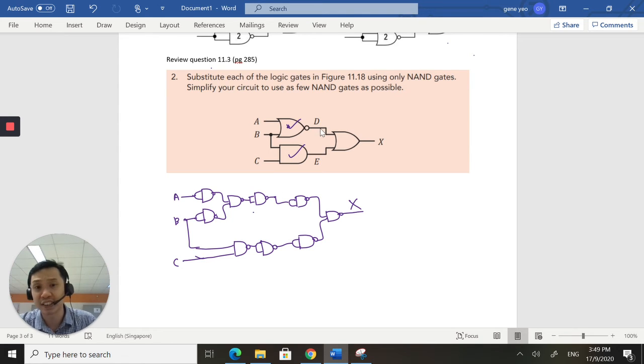Okay, so this is actually done, completed. All right, so I've completed drawing this whole circuit only using NAND gates. So if you notice, I've done all this only using NAND gates, right? But they want as few NAND gates as possible. So this is where I can start canceling stuff.